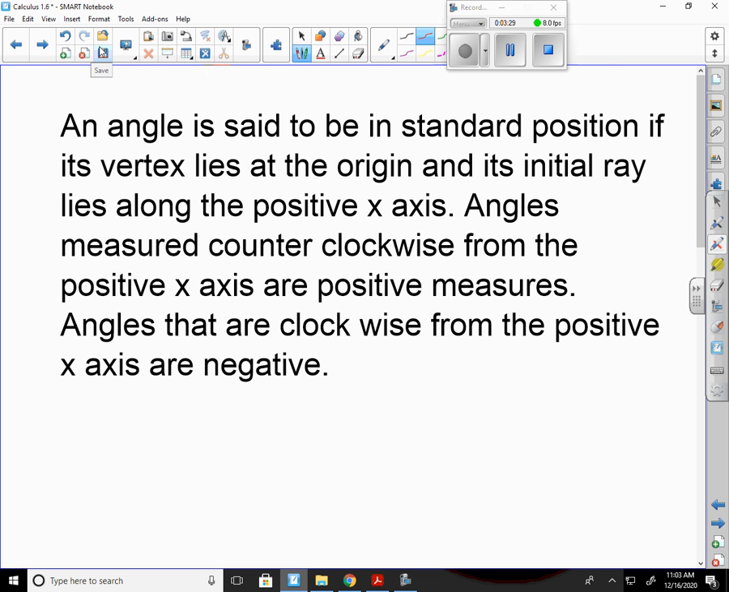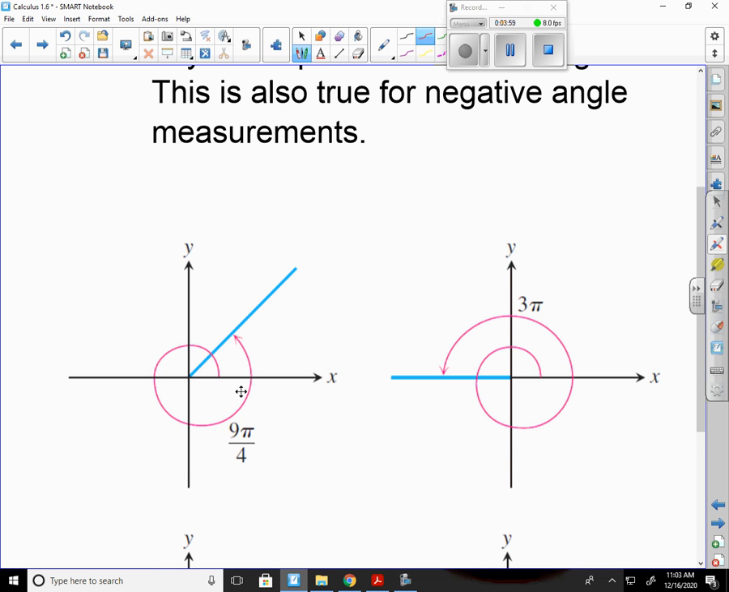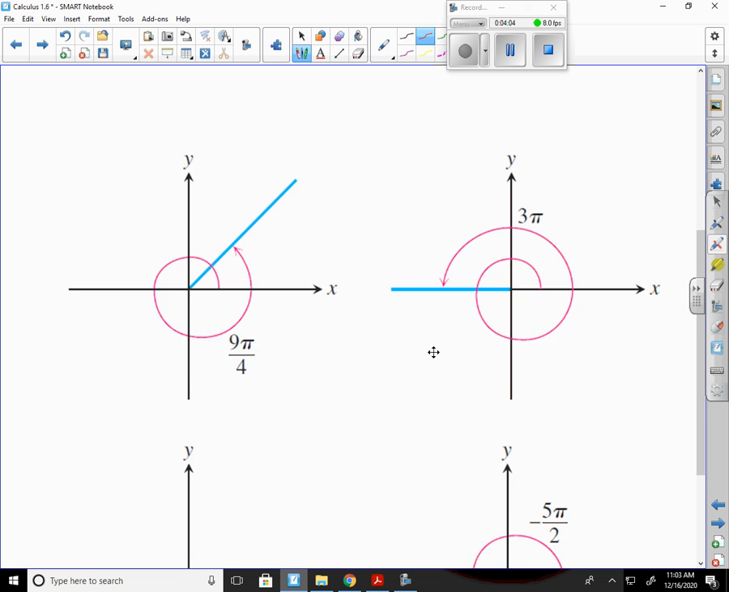An angle is said to be in standard position if its vertex lies at the origin and its initial ray lies along the positive x-axis. Angles are measured counterclockwise from the positive x-axis. Those are positive measures. And remember, if we go clockwise, it gives us a negative angle measurement. Remember that our measurements can go beyond 2 pi radians or 360 degrees, and that's also true for negative angle measurements. I can go around more than once, further than one circle.